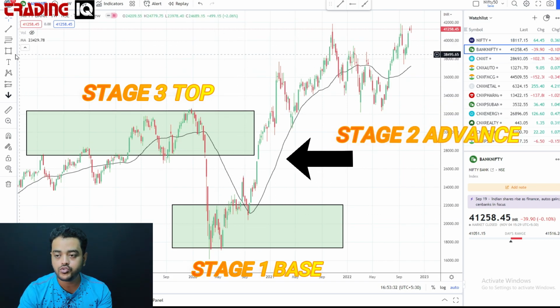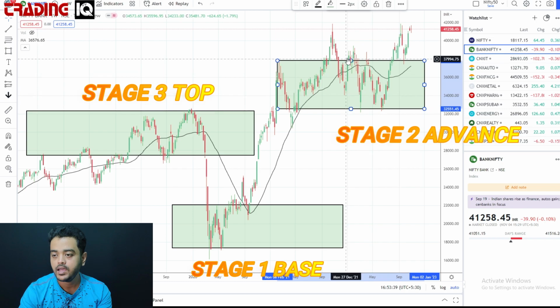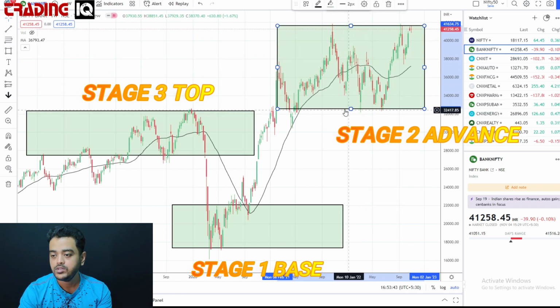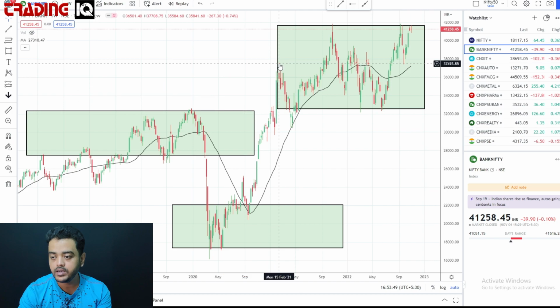Now after stage 2, we had seen stage 4, and it has extended around this level. So this is a stage 3 top. Why? Because the price was moving between here and around this range.